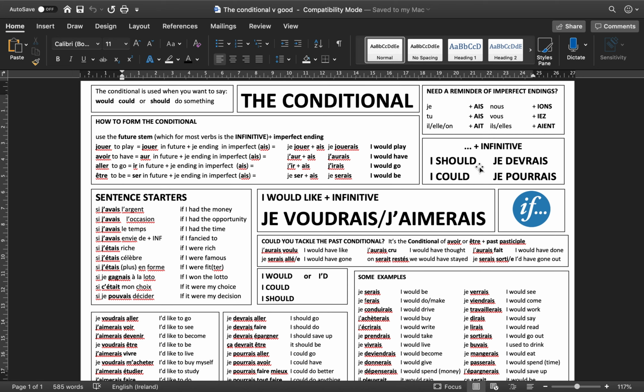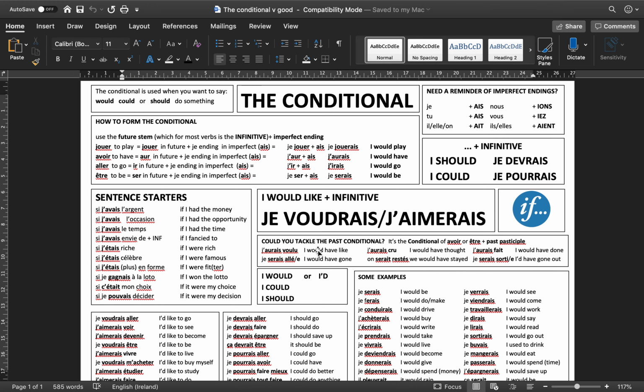If you want to say I should, you just use these plus the infinitive. I should is je devrais plus infinitive. So I should do my homework. Je devrais faire mes devoirs. I could is je pourrais plus the infinitive. So I could go to the shop. Je pourrais aller au magasin. If you want to say I would like or whatever, you use je voudrais and the infinitive. So I would like to go swimming. Je voudrais nager. Okay, or something along the lines of that.